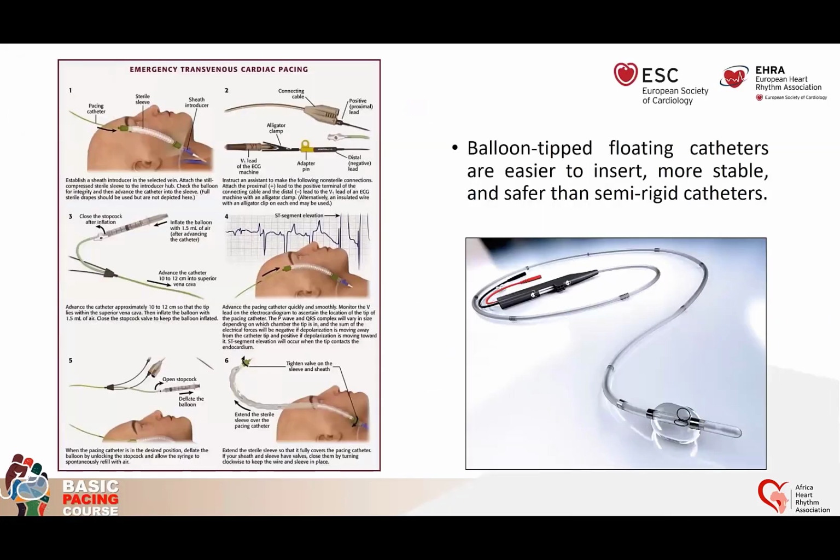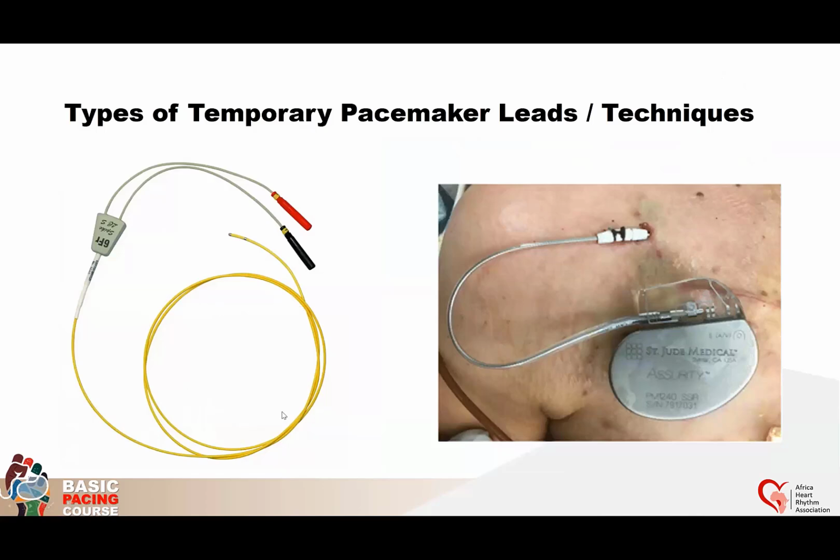One of the tools that can help is the balloon-tipped floating catheter, as a catheter or a temporary lead, which is easier to insert, more stable and safe than the semi-rigid catheter. The idea is to inflate the balloon once the lead is in the vein, in the jugular, and it goes with the flow into the RV. Once in place, you deflate your balloon and secure the lead. What we have in most of our countries, and especially what we use, is a semi-rigid catheter or temporary lead.